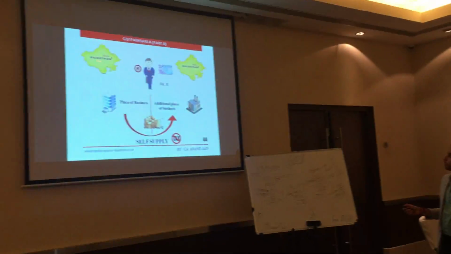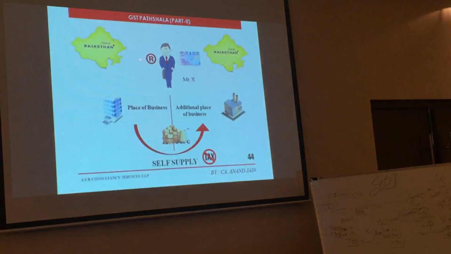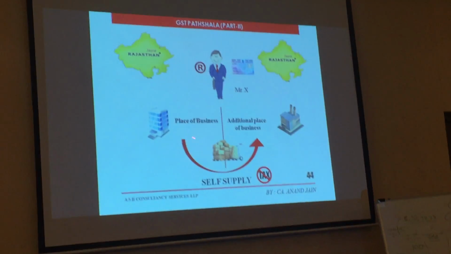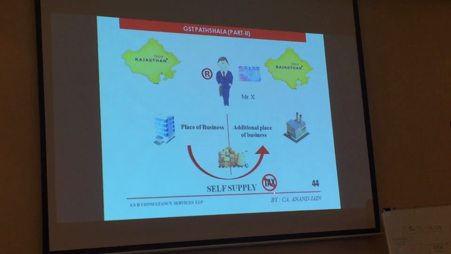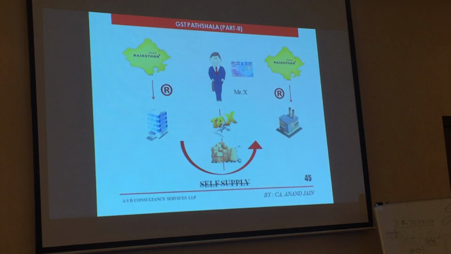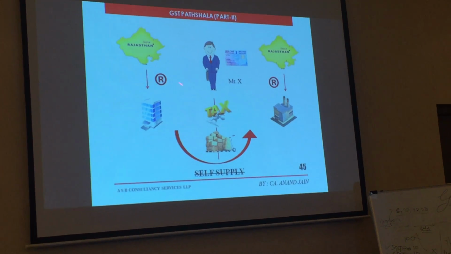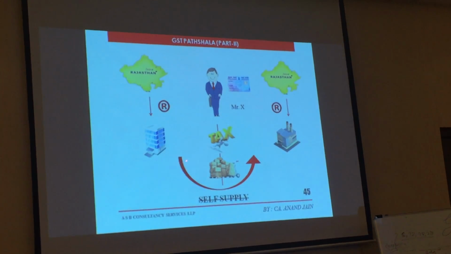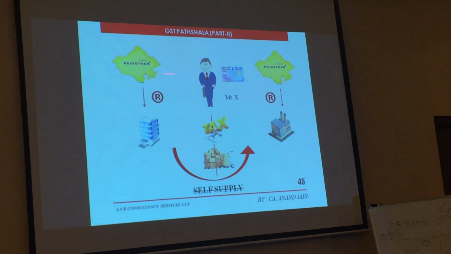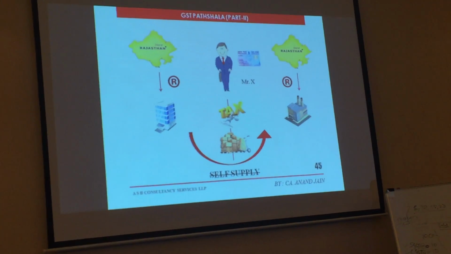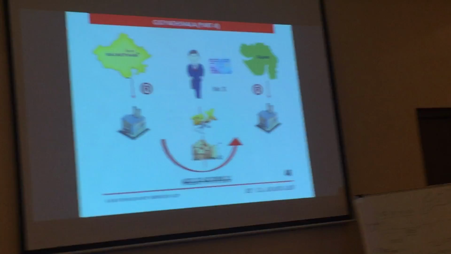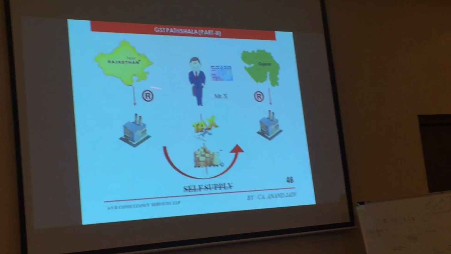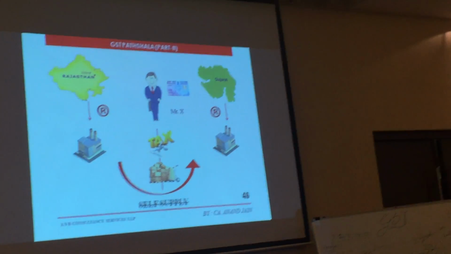This is what Manojji has asked. Suppose both are in the same state. There is one place of business, additional place of business in the same state. Then you are doing a supply, then it is no tax. And in the next case, if you are having two different units, then you are supposed to pay tax within the same state. And in interstate transactions, there is no concept of F form, H form, and branch transfer. You have to pay tax.